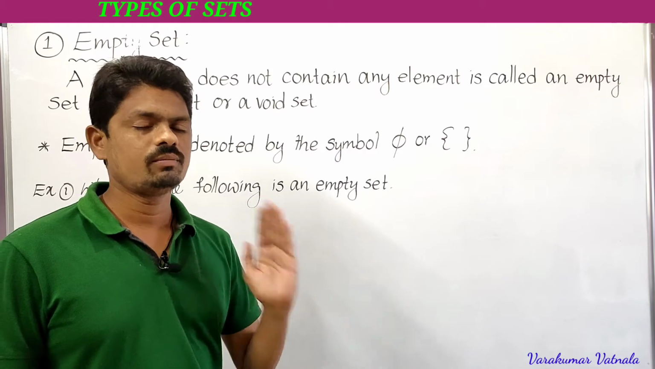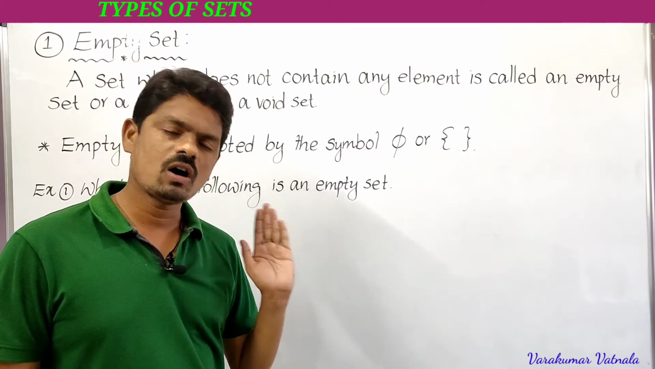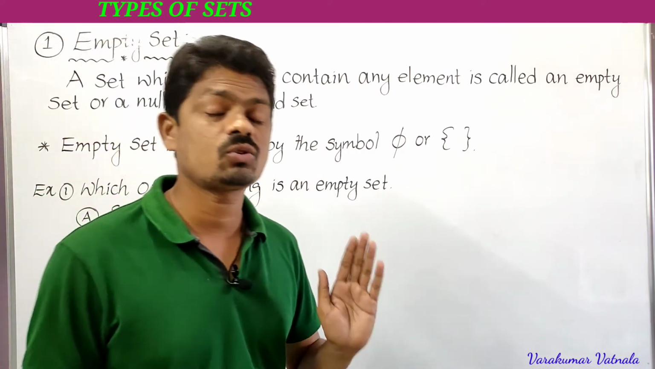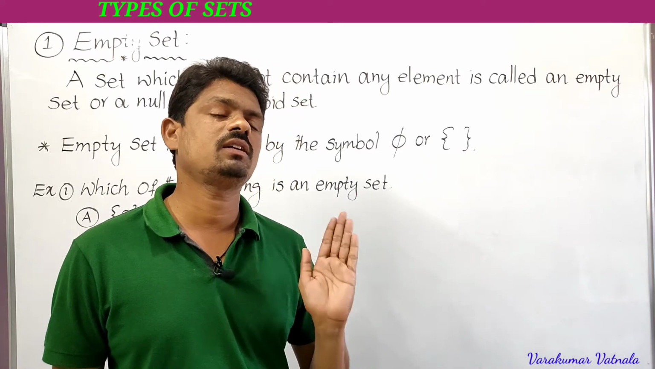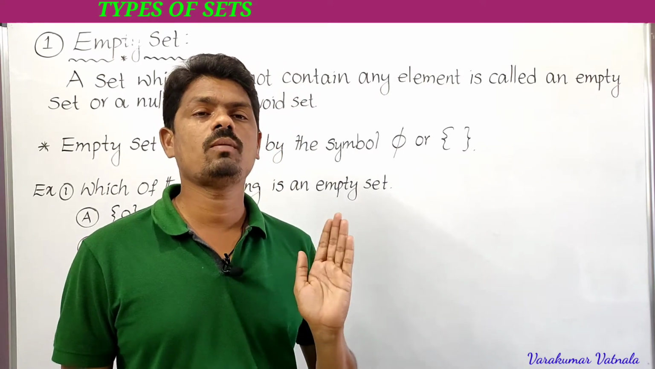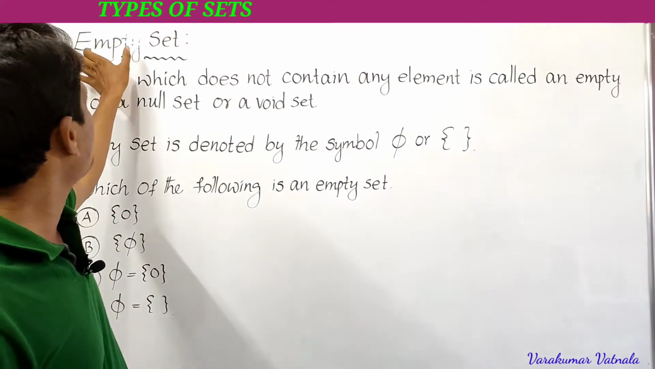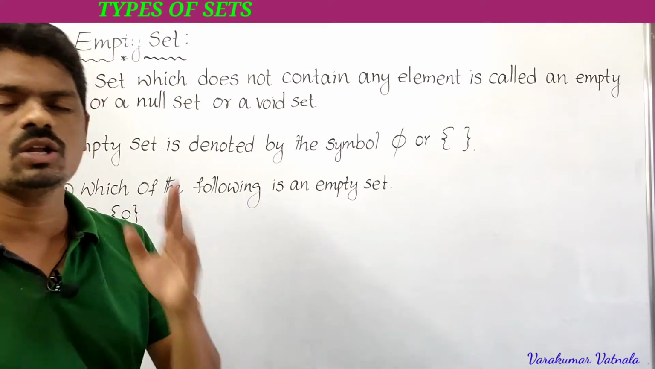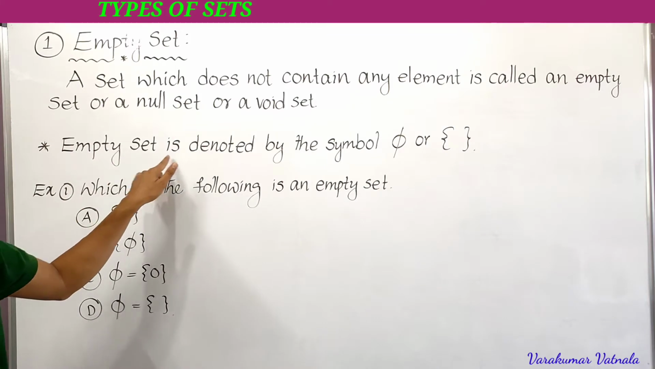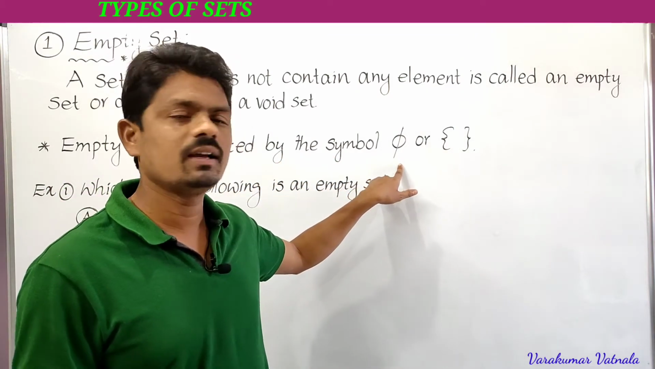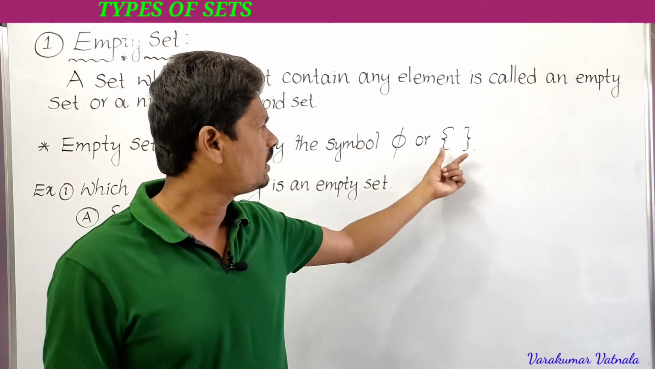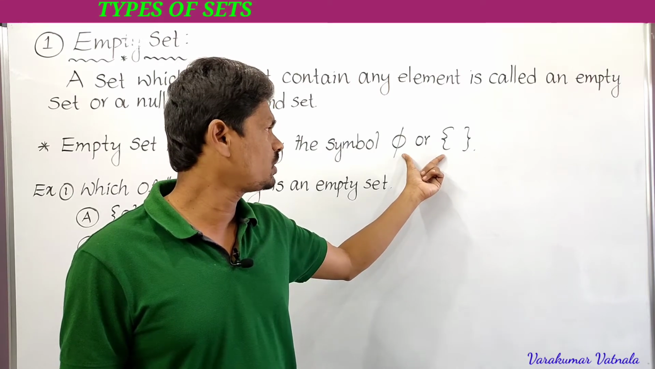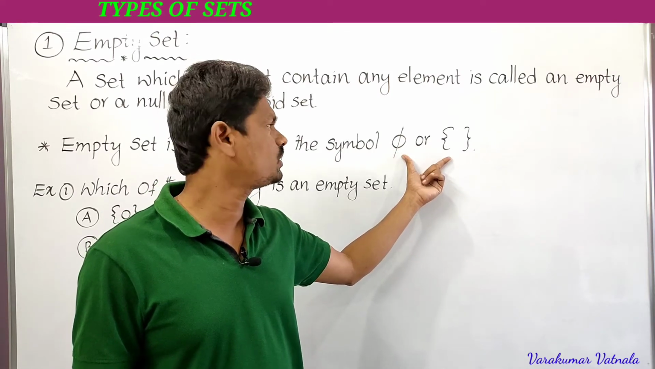You have to remember, empty set, null set, void set, all are the same. A set which does not contain any element is called an empty set or a null set or a void set. As its name says, empty means there is nothing, no elements. Empty set is denoted by the symbol phi, or only braces. There are no elements.